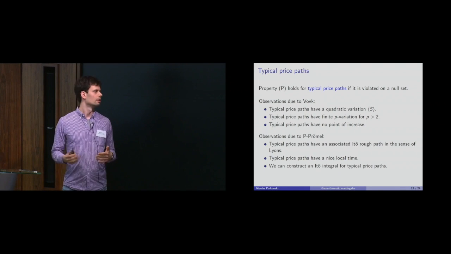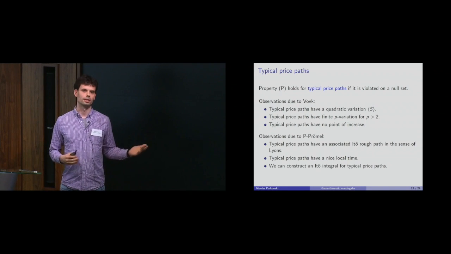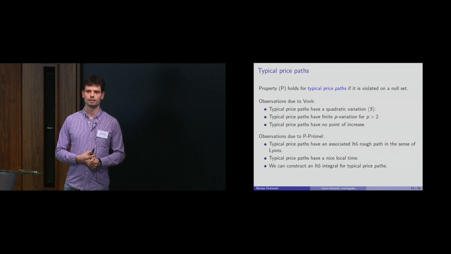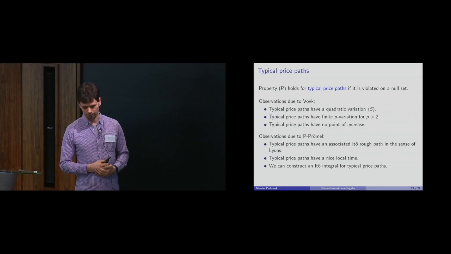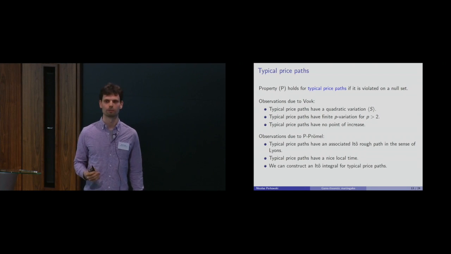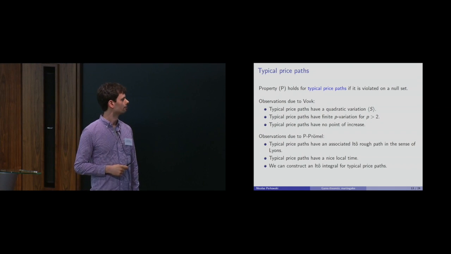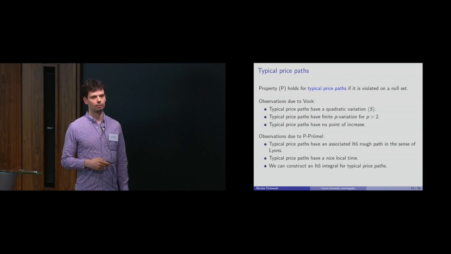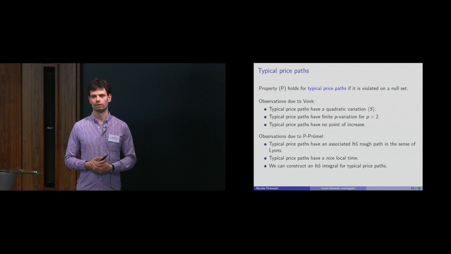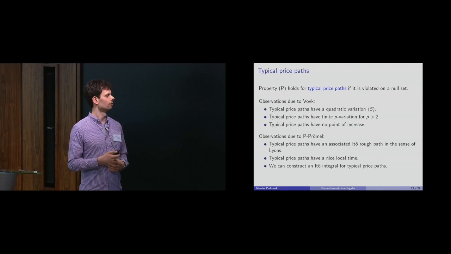And it clearly cannot behave better than anything under a martingale measure, and particularly not better than for the Brownian motion. So it cannot behave better than the Brownian motion. So this is the optimal result. And we also managed to set up a stochastic calculus where we have an Itô integral based on these typical price paths.